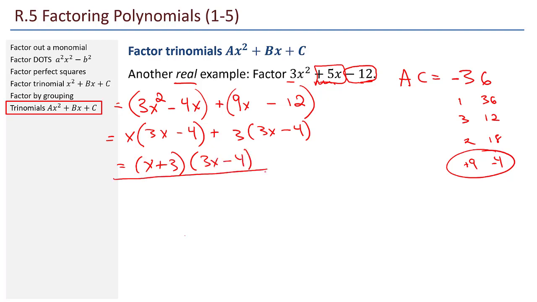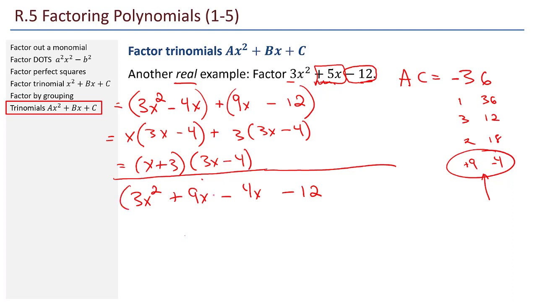Let me not leave this example too quickly. There's something I want to show you. Suppose that I had found the positive 9 and the negative 4, but I didn't put them in this order. What if I switched the order? I could say 3x squared plus 9x minus 4x minus 12. That's okay. That looks good.